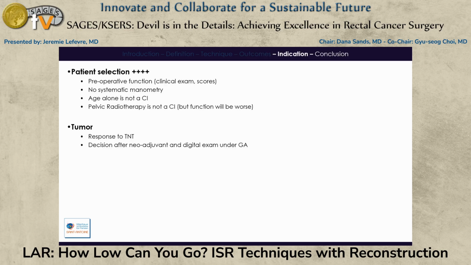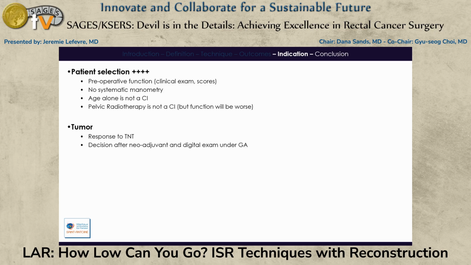So with all this in mind, how do you select patients to have an intersphincteric resection? First of all, patient selection, as always. If you have a patient who has already been incontinent for the last 4 years, he is not a good candidate for an intersphincteric resection. You can assess the function by a clinical exam score. Manometry is not systematic, okay? Age alone is not a contraindication. Pelvic radiotherapy is not a contraindication, but of course, the function of the anastomosis will be worse.